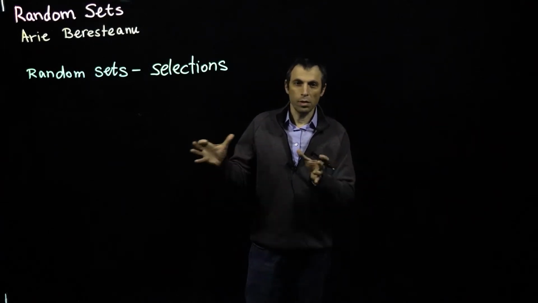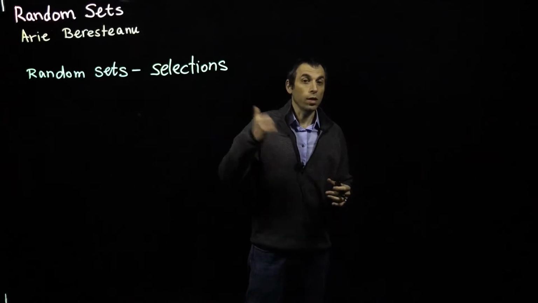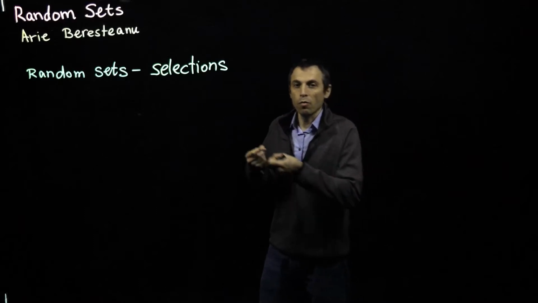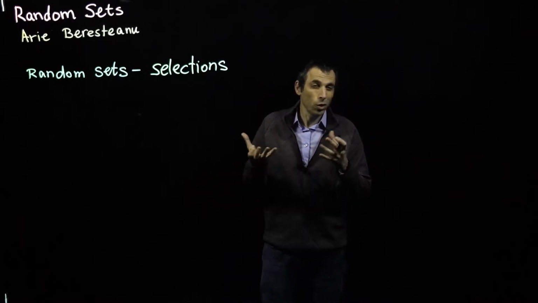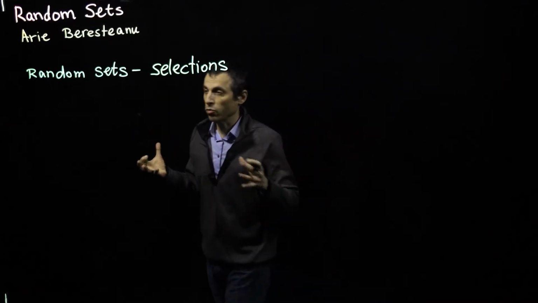To finish this series of videos about random sets, I want to talk about selection. So far what we did was building a random set from regular random variables. In this video, we are going to go in the opposite direction. Suppose we have a random set.